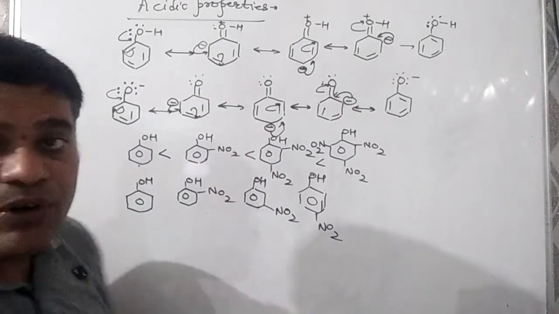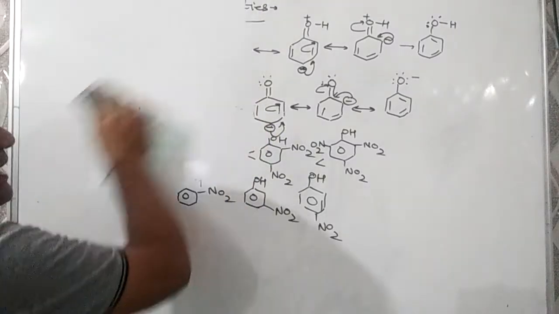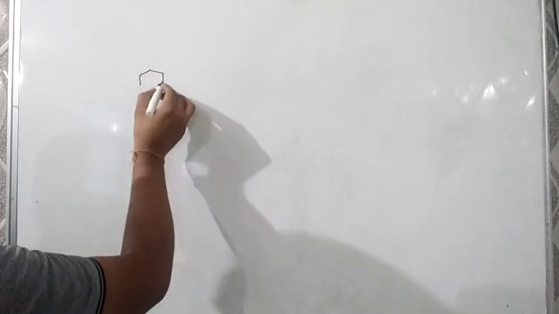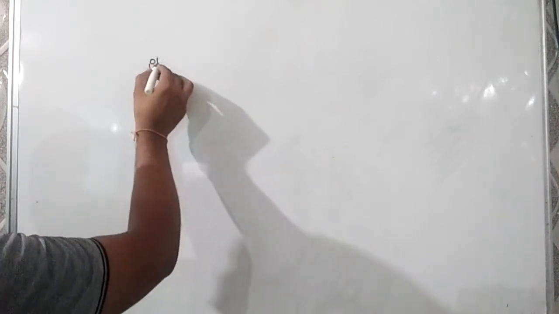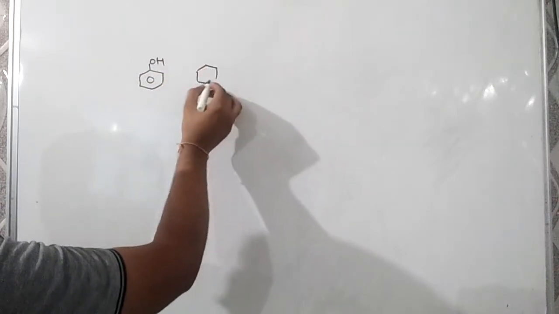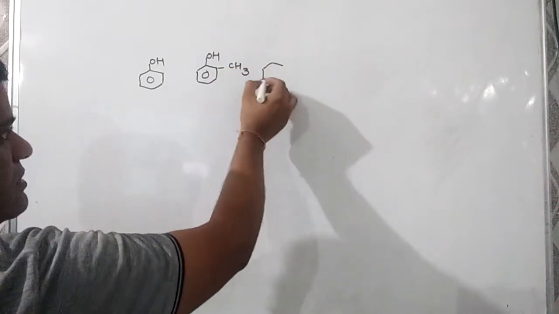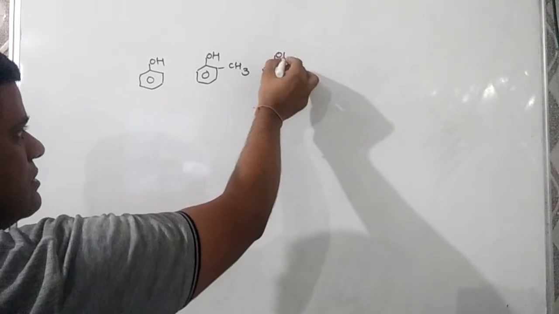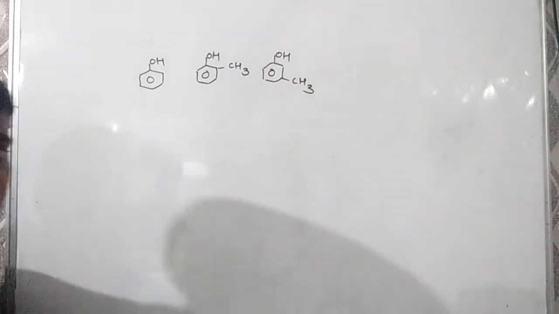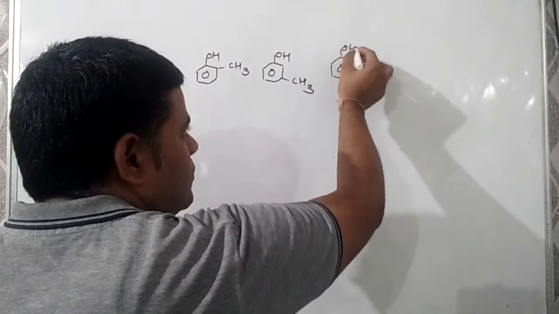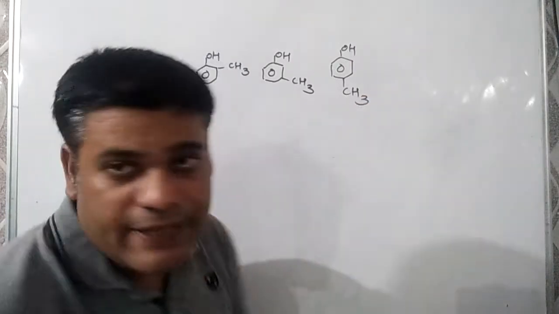Same way, if an electron releasing group like the methyl group is present, then there might be a question: arrange phenol, ortho-cresol, meta-cresol, and para-cresol in increasing order of acidic strength.